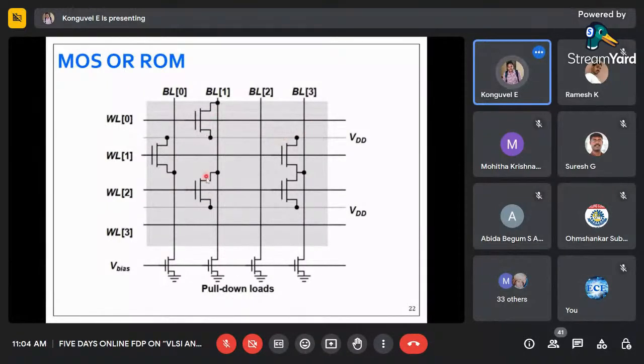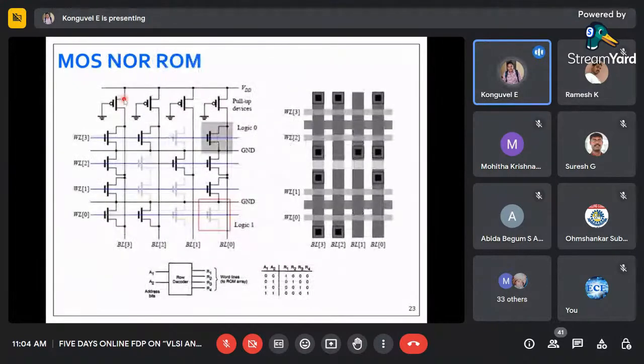And you can see the 2 NMOS transistors are in series, which is like an AND condition. That is why the nomenclature we call that as AND ROM, nothing other than that. This is AND ROM. Now coming to the NOR ROM, again we are having the same word lines.